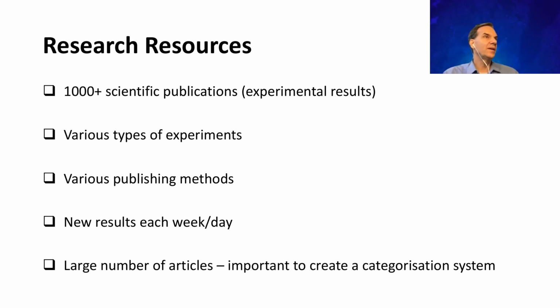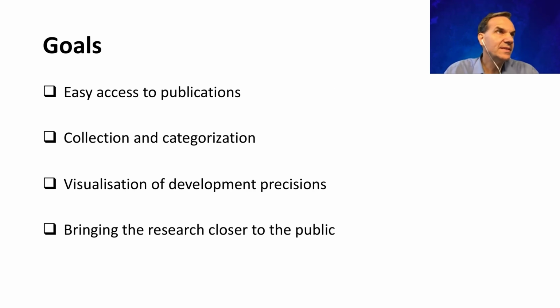What are criteria of resources? We have these scientific publications. We have various types of experiments, various types of publishing methods. This also includes preprints, new results produced, of course, by the experiments on a weekly or even daily basis and released. So such a portal is very useful to stay up to date. And there's a very large number of articles, so the categorization system is very useful. The goal of this is easy access to publications, collections, and categorization, visualization of development and precision, and bringing the research closer to the public.